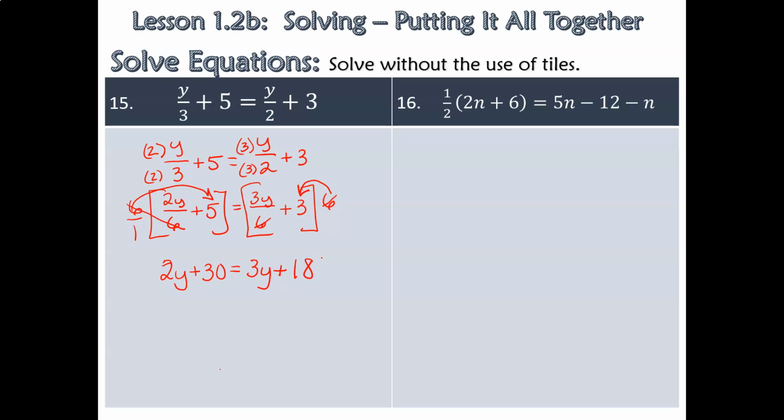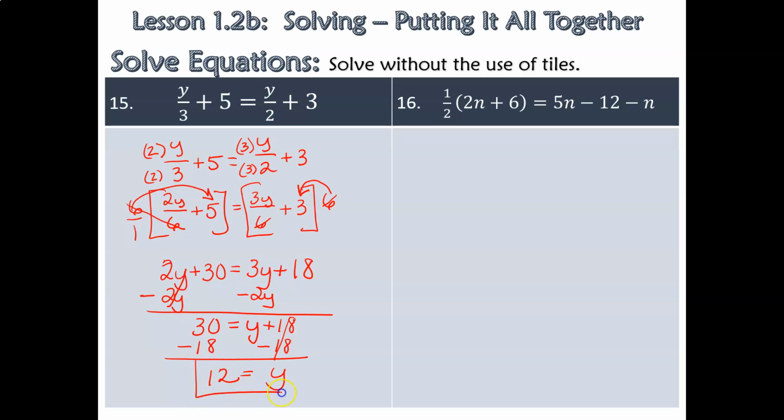So now I don't have a fraction to deal with. So I'm going to subtract that 2y from each side. So I have 30 equals y plus 18. And all I need to do now is undo adding 18 by subtracting 18 from either side. And I have y equals 12.